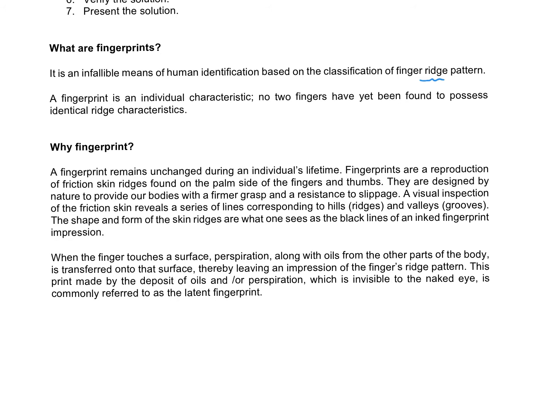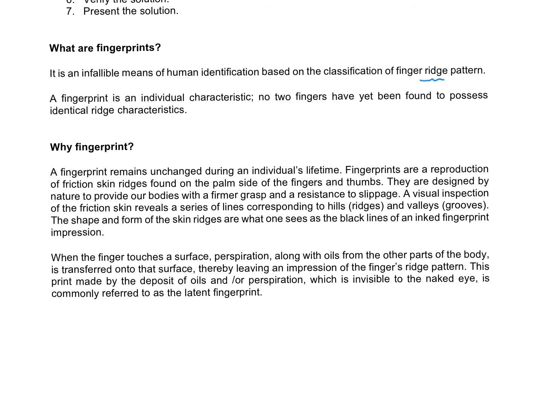Now, a visual inspection of the friction skin reveals a series of lines corresponding to the hills, which are the ridges, and valleys, which are the grooves. And these grooves are the depressions in between the ridges. The shape and form of the skin ridges are what one sees as the black lines of an ink fingerprint impression. So when you make a thumbprint, you see all those lines. Those lines are made by the ridges.